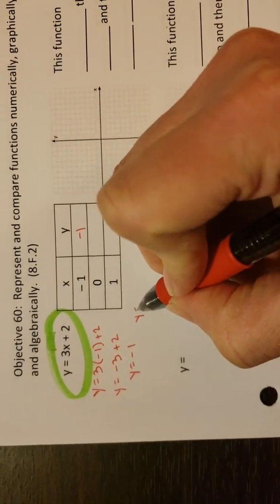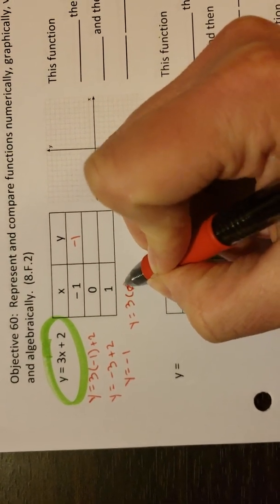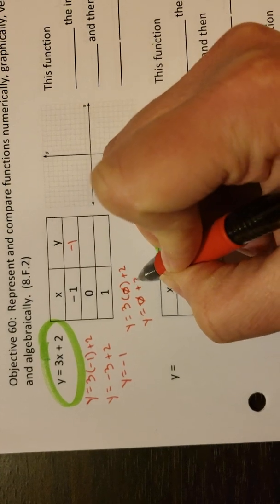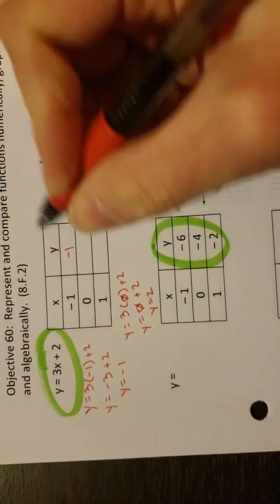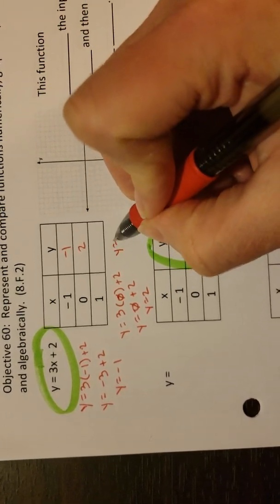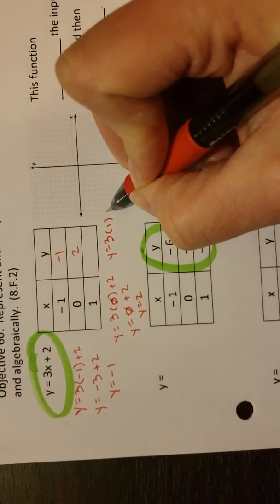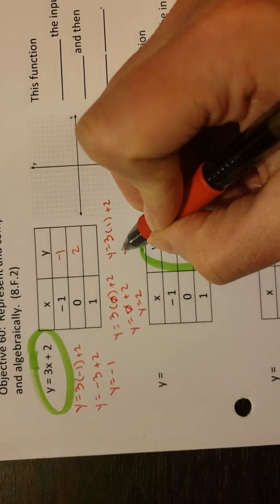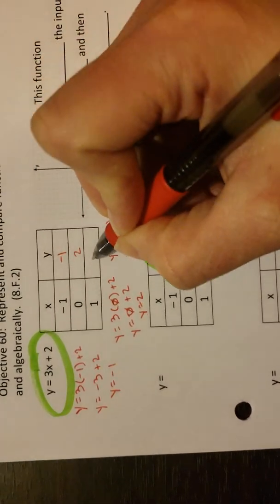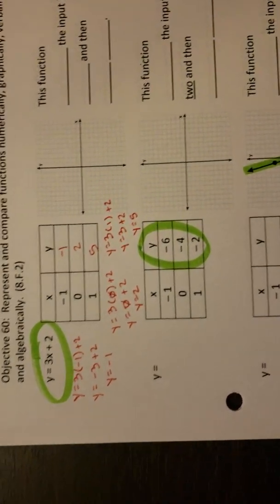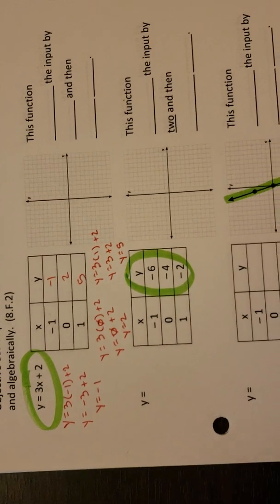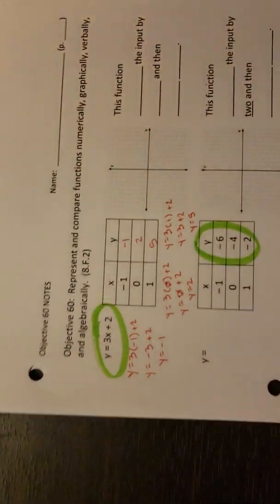Let's try another. y equals 3 times 0 plus 2. Any number times 0 is 0, plus 2 is 2. 0 in, 2 out. y equals 3 times 1 plus 2. 3 times 1 is 3, plus 2 is 5. If your work goes all over the place, that's fine. I don't care. And so now, from here, we can graph.